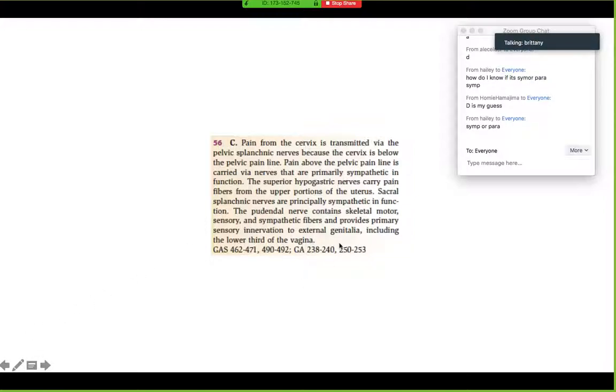Okay, so this question, and I didn't really go over it, but hopefully we can learn from this question. Pain from the cervix is transmitted via pelvic splanchnics because it's below the pelvic pain line. If you have pain above the pelvic pain line, it's carried via nerves that are primarily sympathetic in function. She kind of glossed over that in class, I feel like.